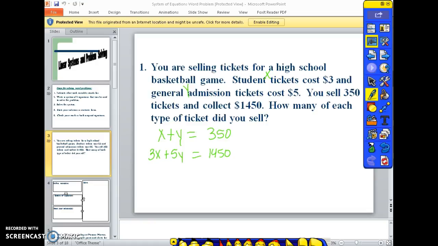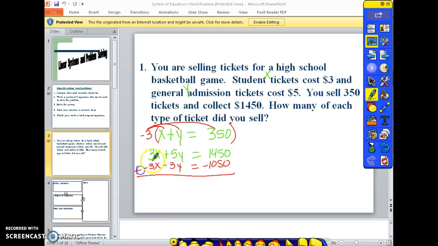So I have to have opposites. I don't have opposites already. I have a Y and a 5Y, an X and a 3X. Since the 3X is smaller, I'm going to make my X what I'm going to eliminate. The opposite of 3X is negative 3X. So in order to get negative 3X so that they cancel out, I need to multiply the whole top equation by negative 3. Negative 3 times X is negative 3X. Negative 3 times Y is negative 3Y. Negative 3 times 350 is negative 1,050.